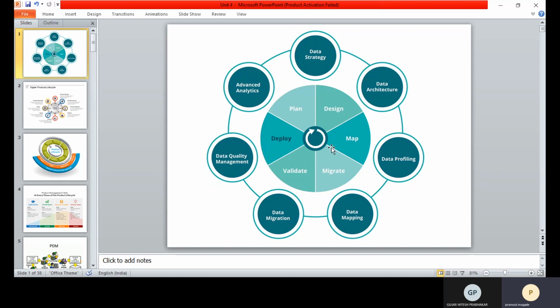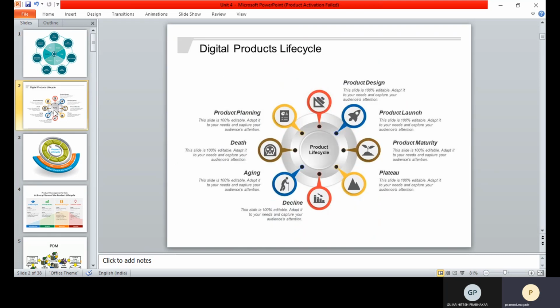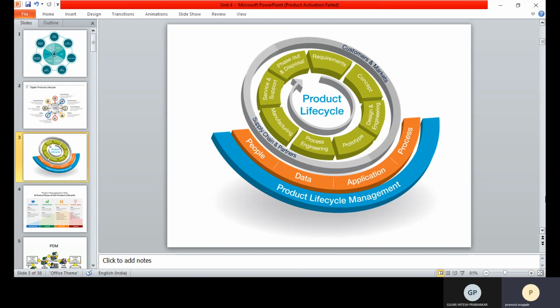And in that we can consider the data strategy, data architect, data profiling, data mapping, data migration, data quality, and advanced analytics. So these are all interrelated parts in which we have to consider PLC, the product life cycle of the particular product. In this case, the same slide is there. So here also the same things are mentioned in case of the product life cycle.